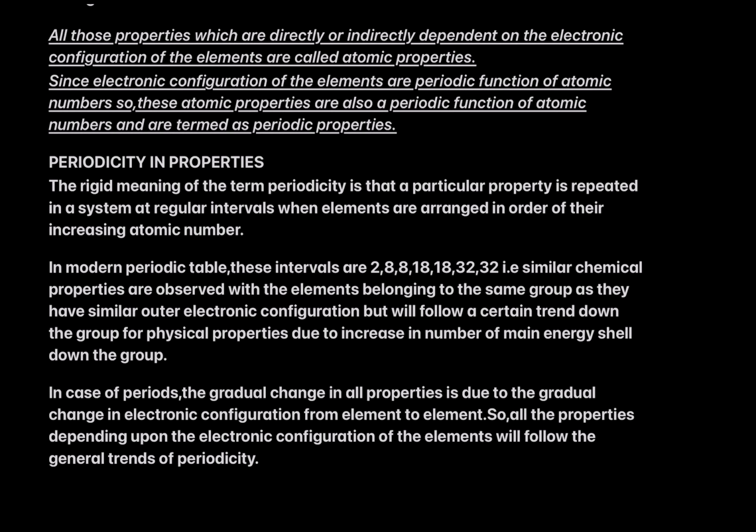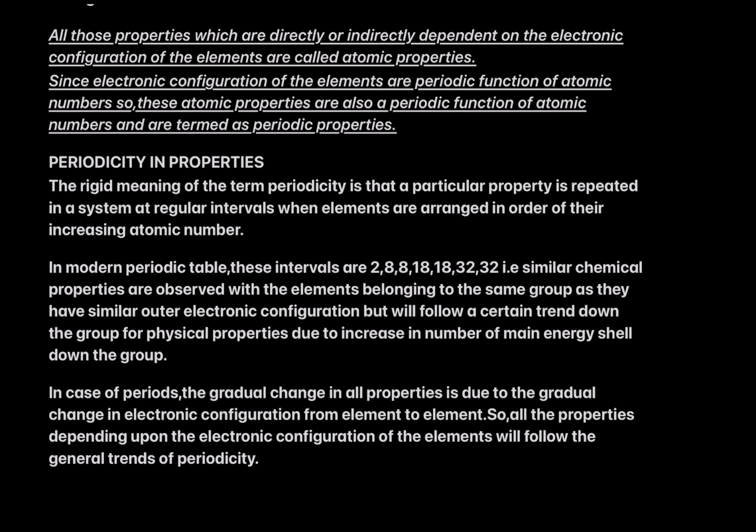Now, since the electronic configuration of elements is a periodic function of the atomic number, these atomic properties are also a periodic function of the atomic number and are termed periodic properties, because these properties repeat themselves after certain gaps, after certain intervals. So that's why these properties are also called periodic properties.